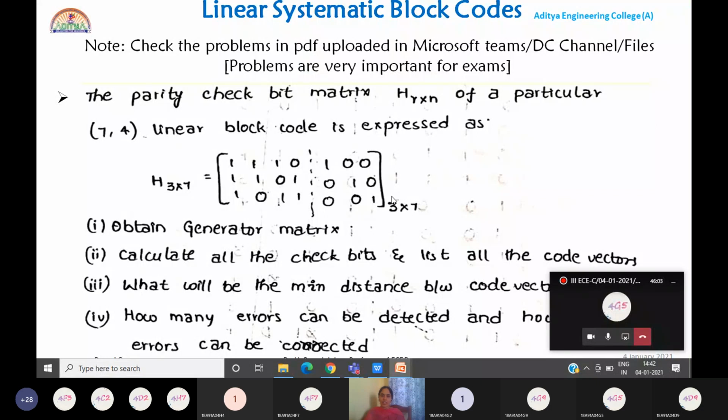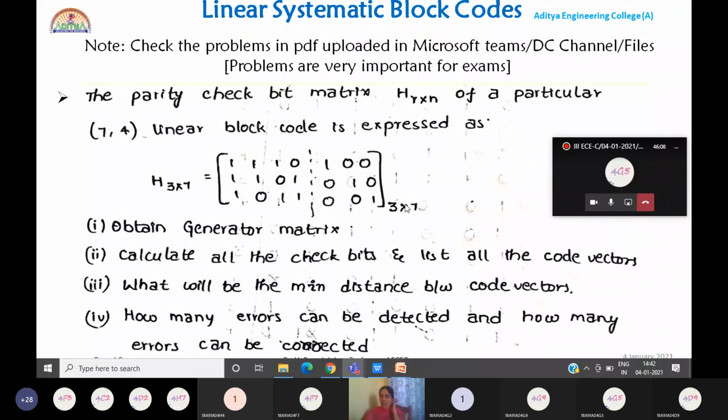Therefore, the identity matrix is a 3 by 3 matrix. Now, you will get the same model questions in the examination. So please solve these problems. These are very, very important for your examination.